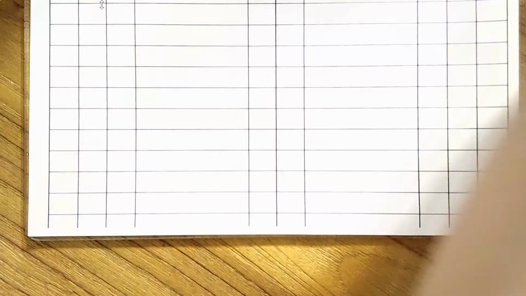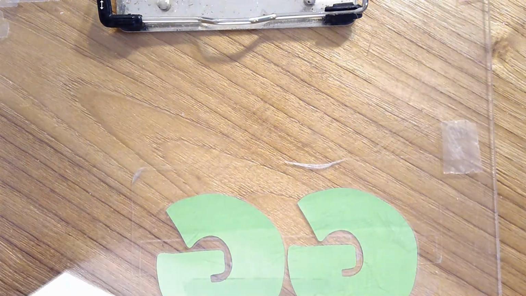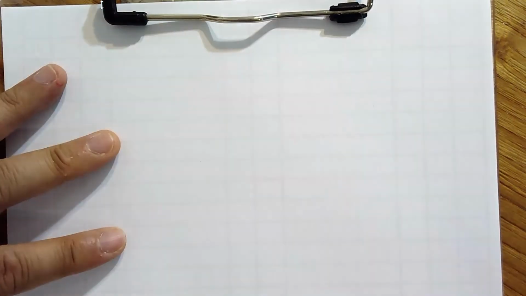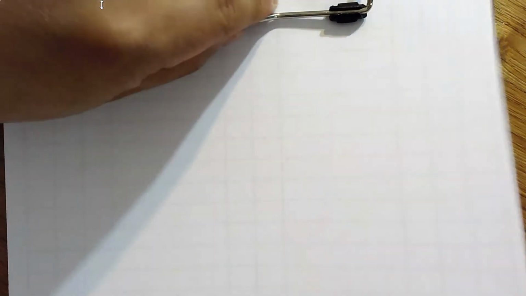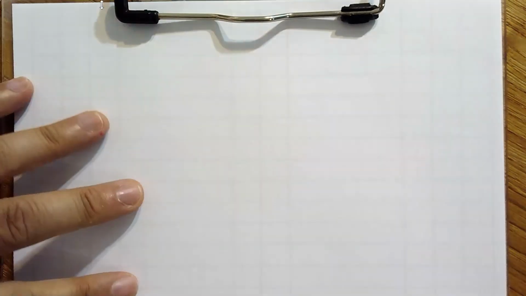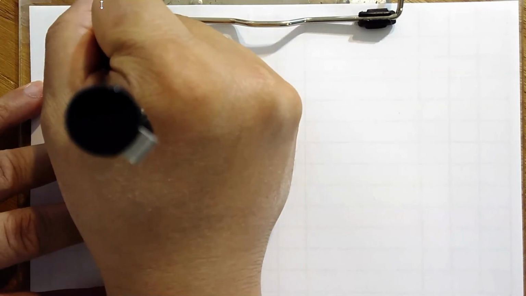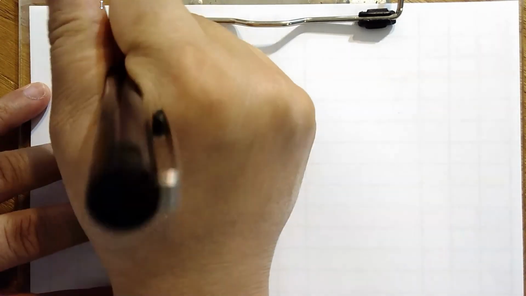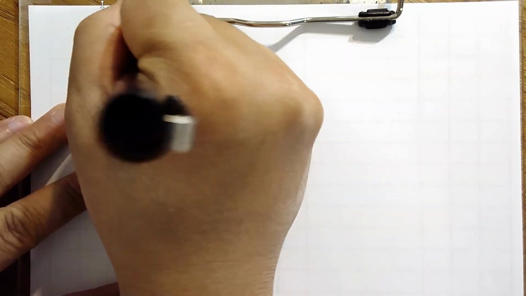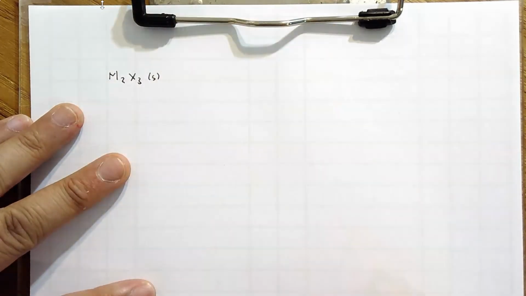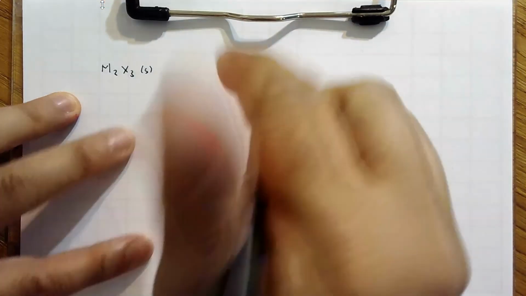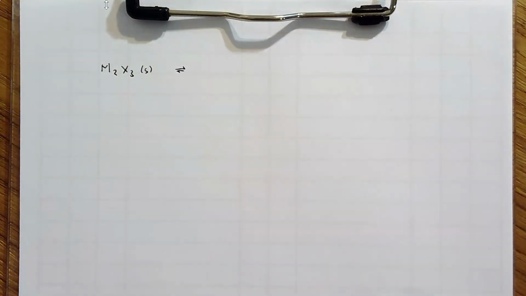Now let me give you a challenging one, where we're going to have several subscripts, maybe coefficients, and also we're not going to use the actual elements. We're going to give you a generalized salt, M2X3 solid. Could you write the products and the KSP expression for this one?